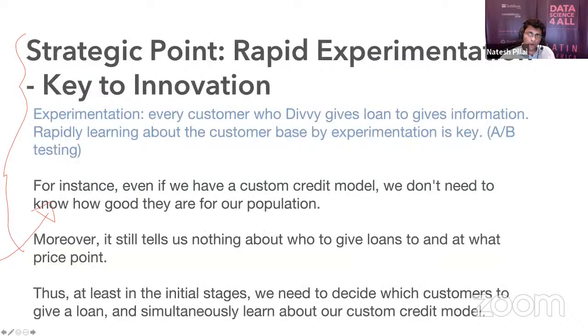Even if you have built a model, say a custom credit scoring model, you have to really know how good the model is, because it's a new model. So the question is, how do you validate the model? That leads us to something called experimentation.